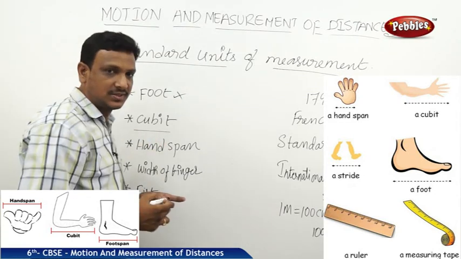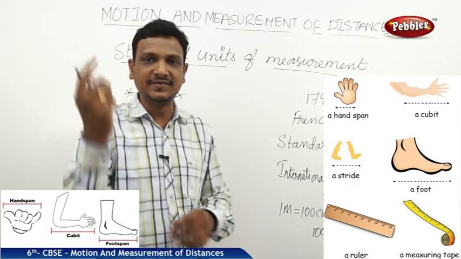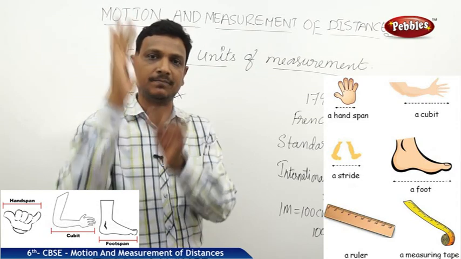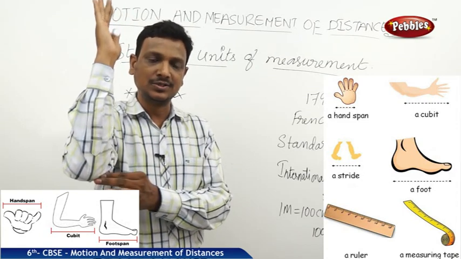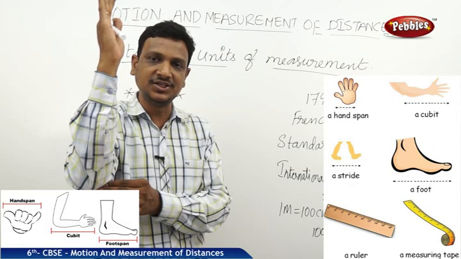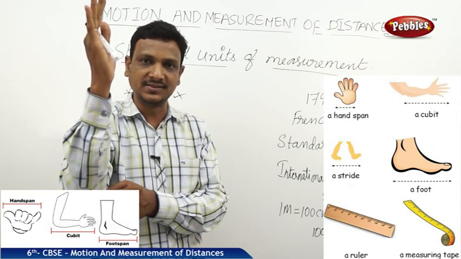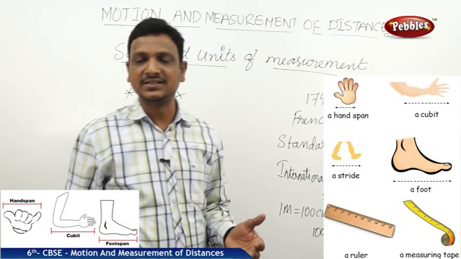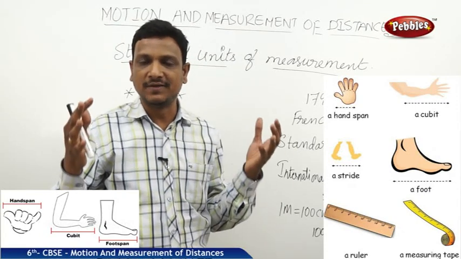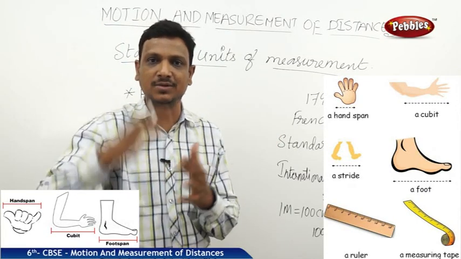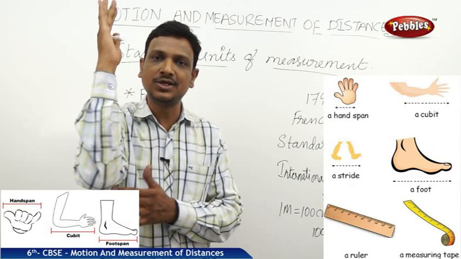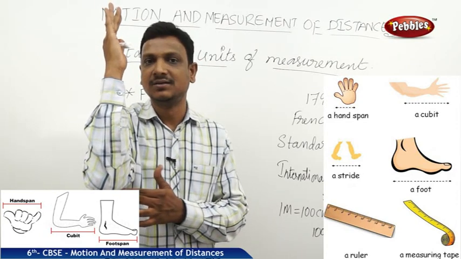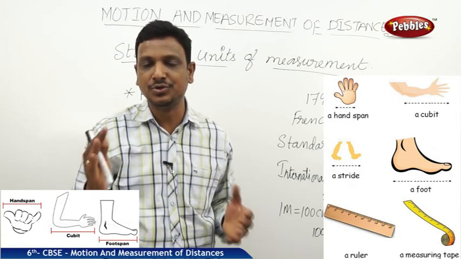Then the cubit. Cubit is the length between the elbow and the tip of the finger. This is the cubit. The cubit length was also used in the ancient world to measure different items. Even nowadays, if you go to a temple, you can find the flower garlands measured by this cubit. You can see the cubits, right? But this is also not a standard unit of measurement.